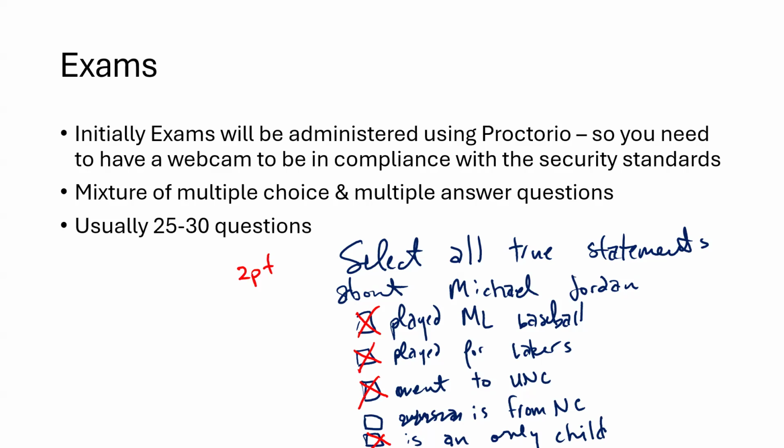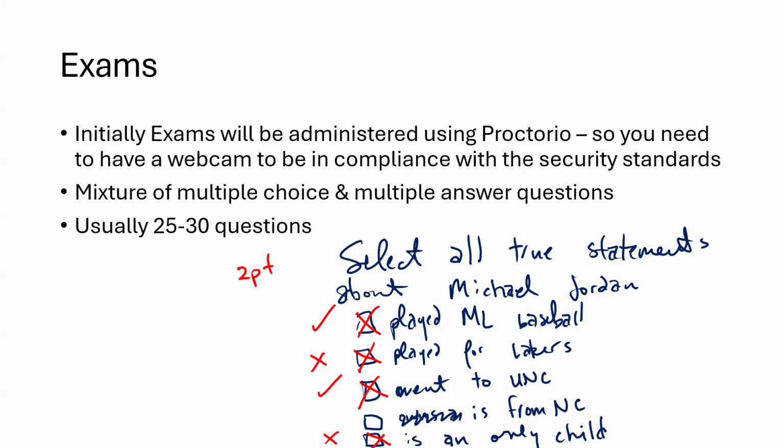They would say, okay, played minor league baseball. Check. Played for the Lakers. X. Went to UNC. Check. Is an only child. X. Now, would somebody add to the chat how many points you think you would get from this question based on these answers? Correct. That is worth 0 points, because although you answered some things correctly, you answered some incorrectly. I always think about it as 1 step forward, 1 step backward.